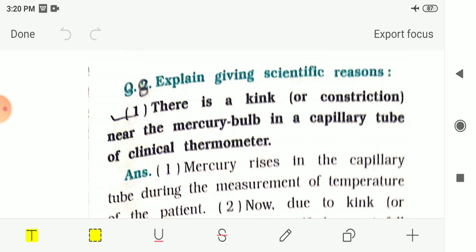There is also another kind of thermometer. So the thermometer which is used to measure maximum and minimum temperature of the day is known as the maximum minimum thermometer. And in a clinical thermometer, there is a kink, or you can say a constriction-like structure near the bulb of mercury. And this kink prevents the mercury level from falling down.